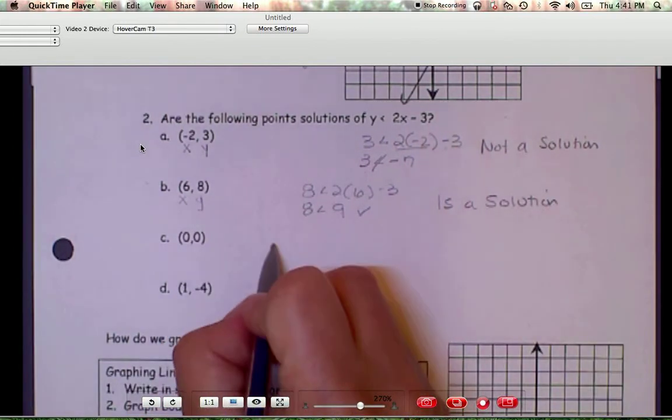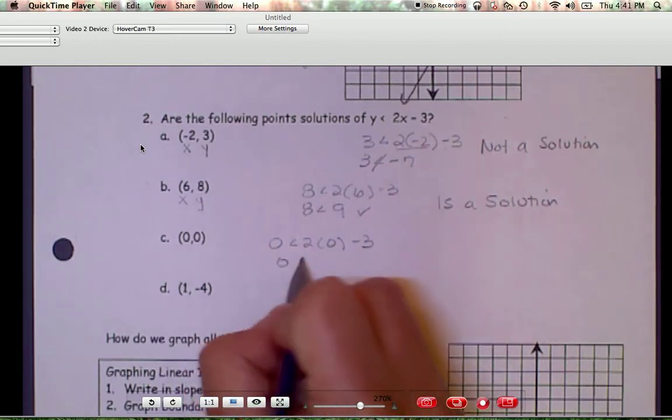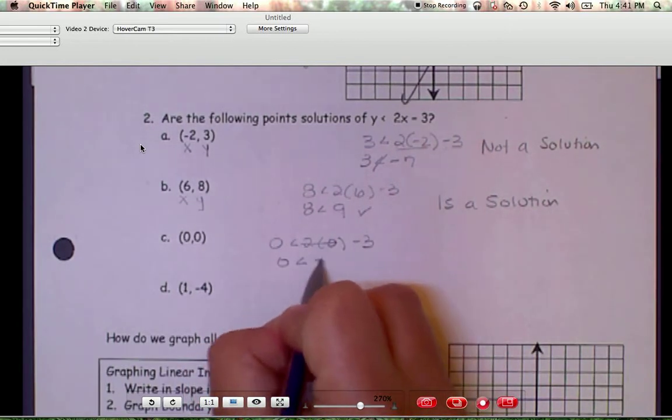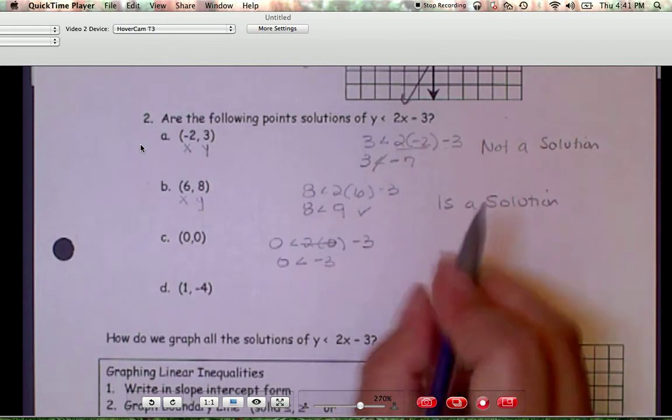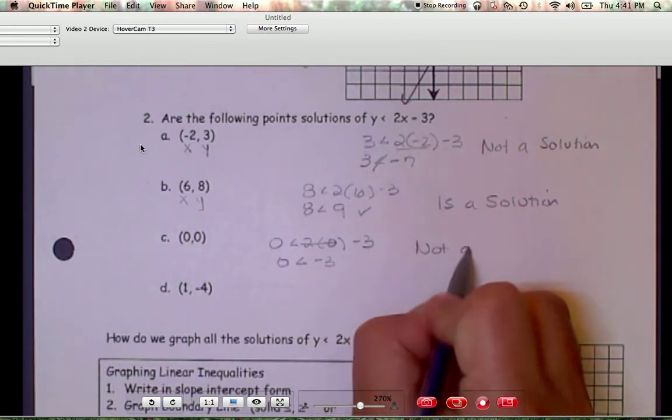0, 0. We get 0 is less than 2 times 0 minus 3. 0 is less than, this gives us 0. Is 0 less than -3? No, not a solution.